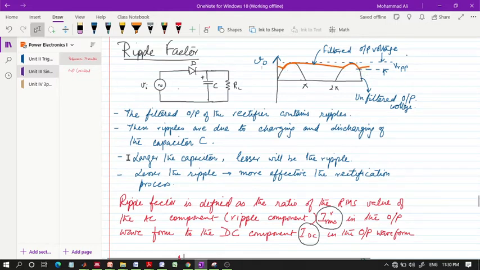Larger the capacitor, lesser will be the ripple. Lesser the ripple, more effective the rectification process, because our aim is to basically convert this AC into pure DC. As the amount of ripple reduces, the rectification will become more and more beautiful.